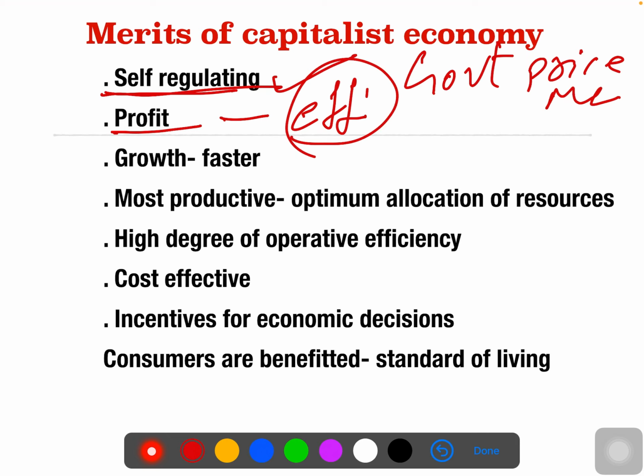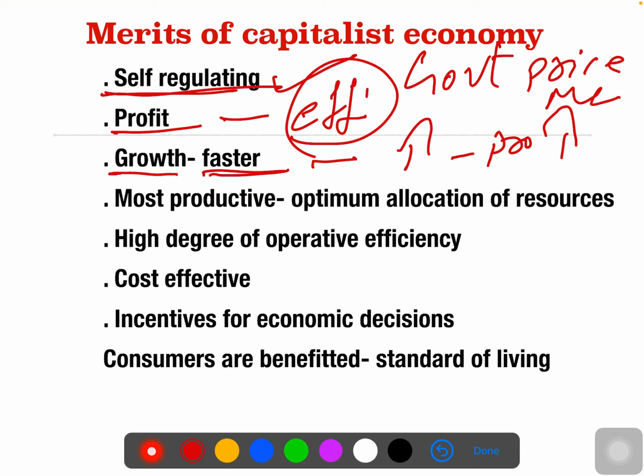And the third point talks about economic growth. It will be much faster in this kind of economy, because investors try to invest only in those projects where they think the consumer is really interested and they're going to get more profit. So the growth is much faster, because as an investor, he invests only in those projects where he thinks profits will be more.